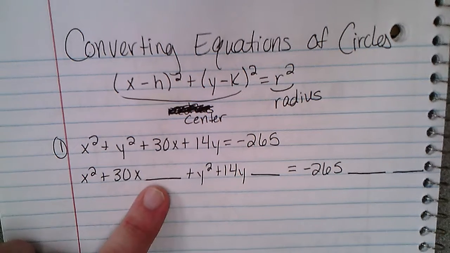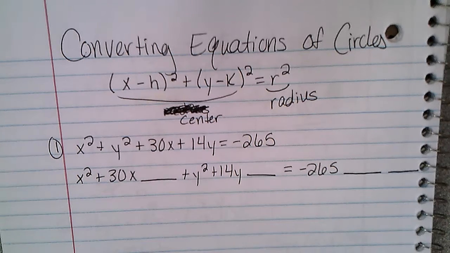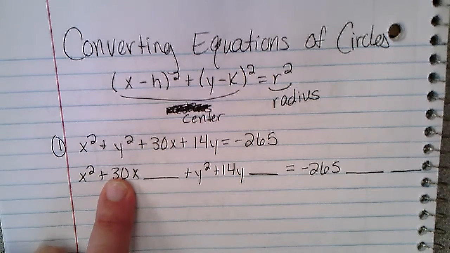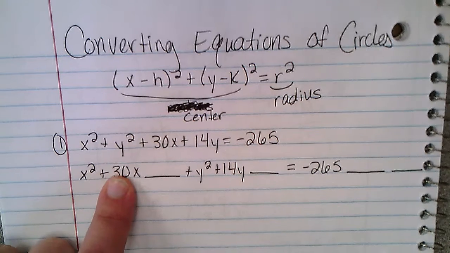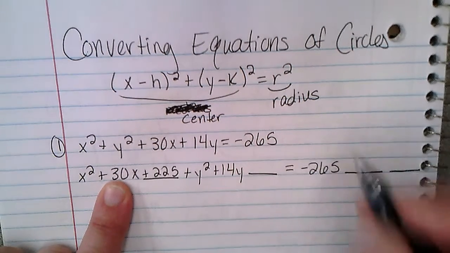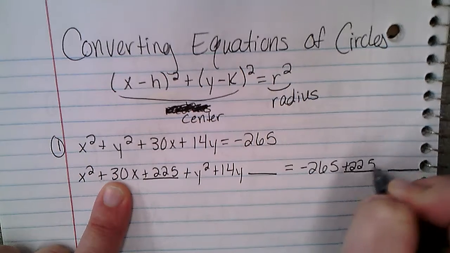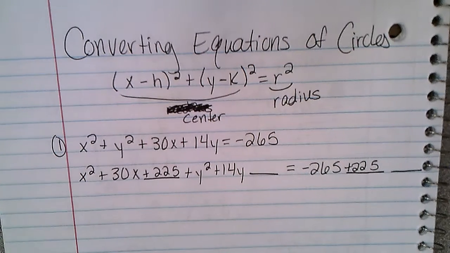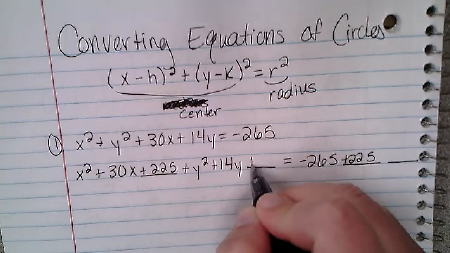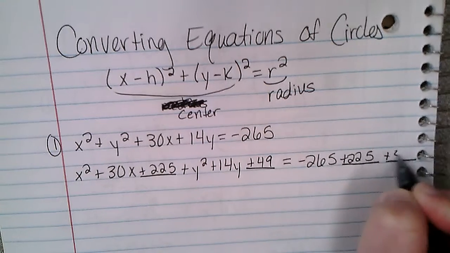So then what we're going to do is decide what goes in these blanks. So we know for it to be a perfect square trinomial, it is the middle number halved and then the last number squared. So I'm going to cut that 30 in half, which is 15, and then I'm going to square it, which is going to give me 225, which is what 15 squared is. So plus 225 on both sides. Then I am going to cut the 14 in half, which is 7. Then I'm going to square it, which will be 49, and we'll add that to both sides.